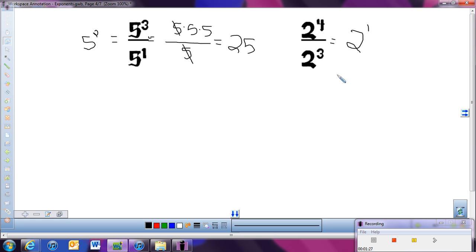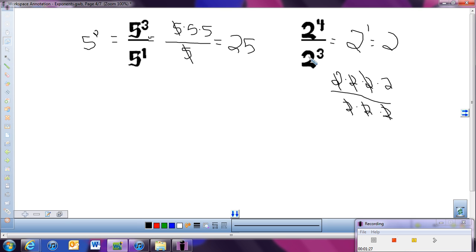Let's check it by writing it in expanded form. 2 times 2 times 2 times 2 would be on the top, all divided by 2 times 2 times 2 on the bottom. And now I can cancel some of these out. 2 over 2 is 1, so those cancel each other out. 2 over 2 is 1, so those two cancel each other out. 2 over 2 is 1, so those two cancel each other out, and I'm left with 2. So our answer is 2, and that's what we said it was going to be.